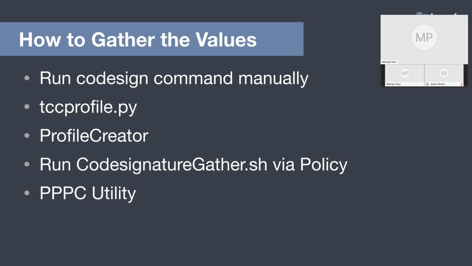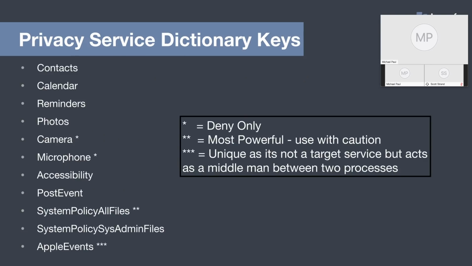What about those target services? Apple gave us 11 services that we can whitelist to. Without going into all of them, I'll call out some interesting caveats: camera and microphone. We cannot do an allow for those. We cannot do a whitelist to say this application has access to that.